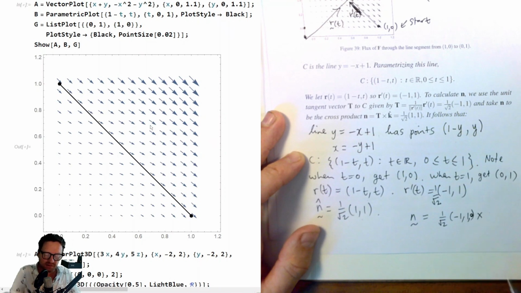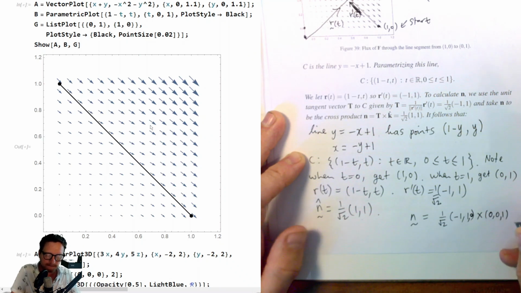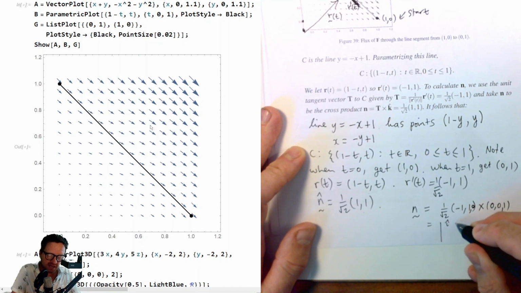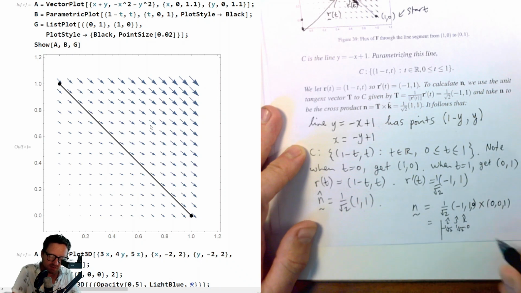So I'll put a 0 there in the third component, and we'll cross this with the k vector, or k hat, which is 0, 0, 1. So we set this out as a determinant: i hat, j hat, k hat. Then we have minus 1 on root 2, 1 on root 2, and 0, and then in the bottom row 0, 0, 1.